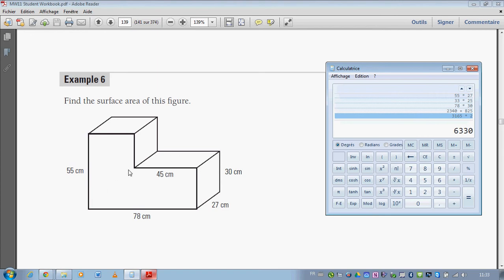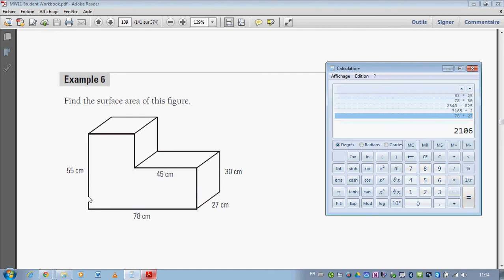Okay, so we have done the front and the back, we did the top, so all that's left right now is the side right here and the bottom. Now the bottom is pretty straightforward, it's just 78 times 27. So 78 times 27, that gives us 2,106.